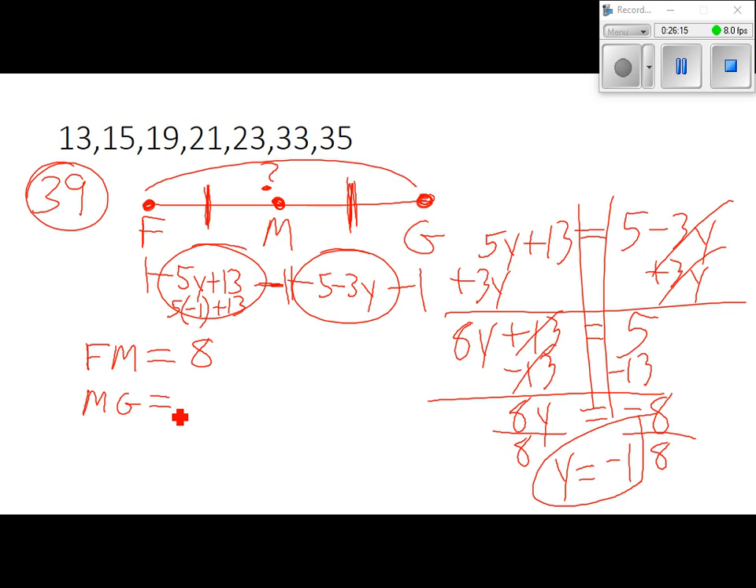So if this one's 8, what's that one? Let's put it in there. There's one more segment in this picture. What is it? FG. Now I don't know if they wanted you to find this one or not, but we're going to. Now we can go back. If this segment's 8, that segment's 8, how can we find the whole thing? Add them together. What do you come up with?